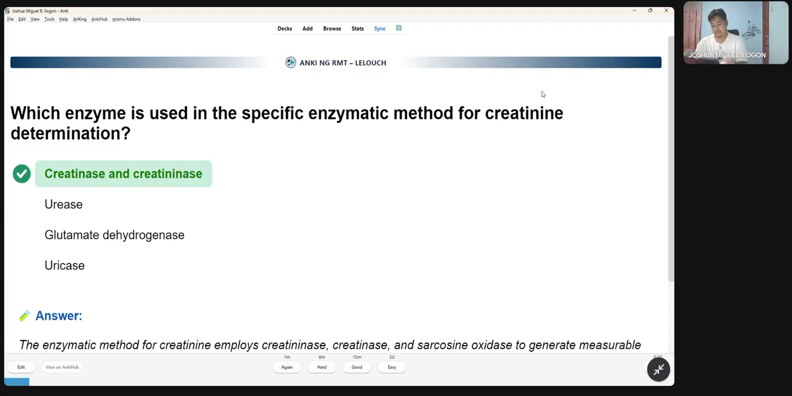So basically, you can just memorize the male values. Male is 0.6 to 1.2. If you minus 0.1 from each of those values, 0.5 and 1.1, you get the values for the females. Milligrams per deciliter is the unit. Sorry, that's for serum. It's very good to take note of that.